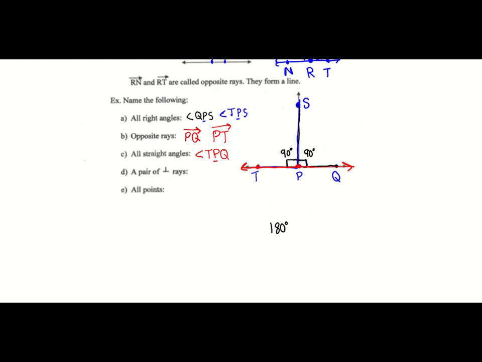A pair of perpendicular rays is my next question. So if I look for perpendicular, the symbol gives it away. I'm looking for something that looks like an upside down T. So I have that here. I have PS as my ray going up. And then I have two rays that are perpendicular. I could either go with my ray PQ. That makes a 90-degree angle.